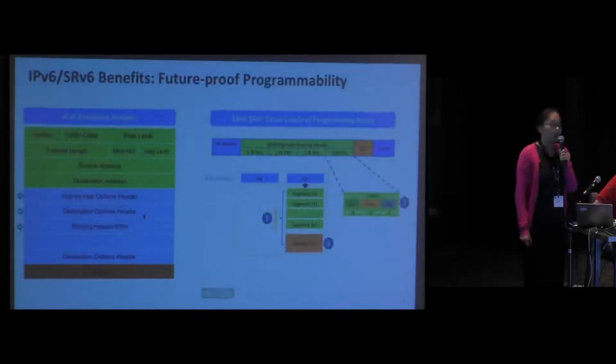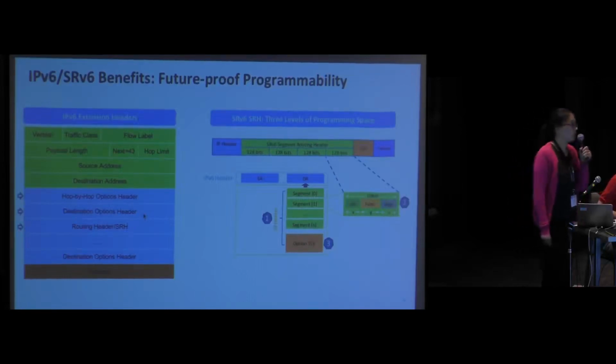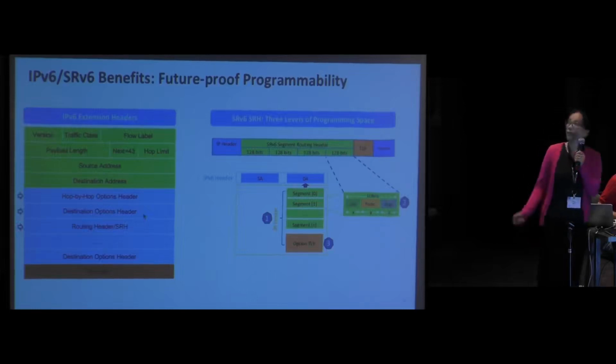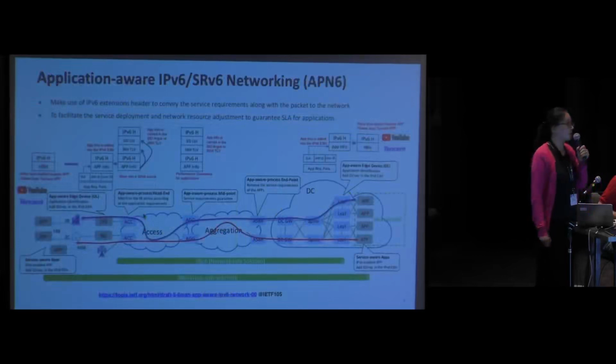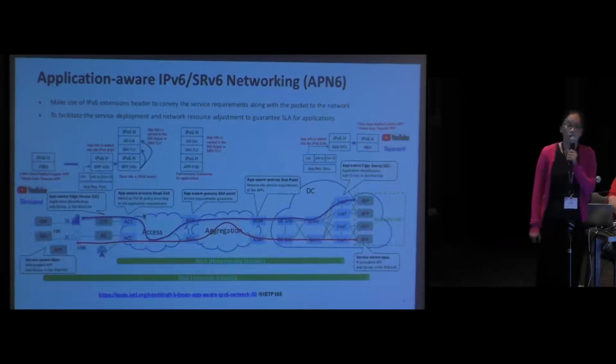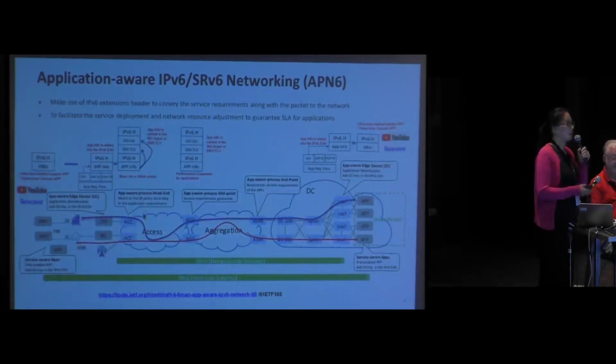So here are the IPv6 extension headers. We have the hop by hop and destination options headers, and also the routing header. SRH is one of these. So we have the arguments fields and also the TLV we could use to convey some information from the applications. And those are the foundations for the application-aware IPv6 or SRv6 networking. We call it APN6. So basically, we make use of the IPv6 extension headers to convey some information from the applications into the network.